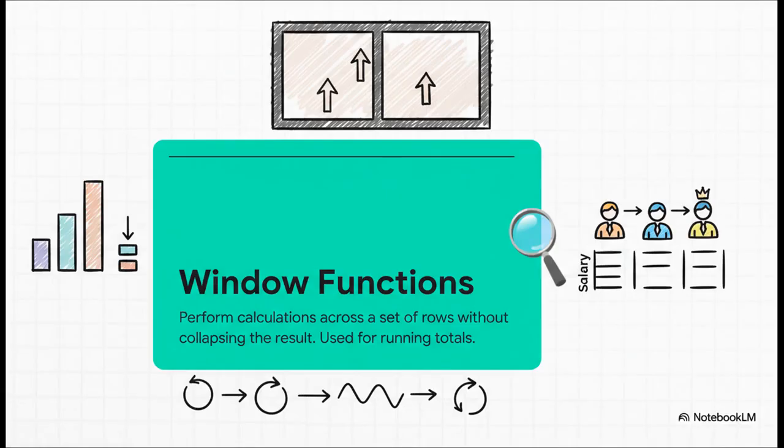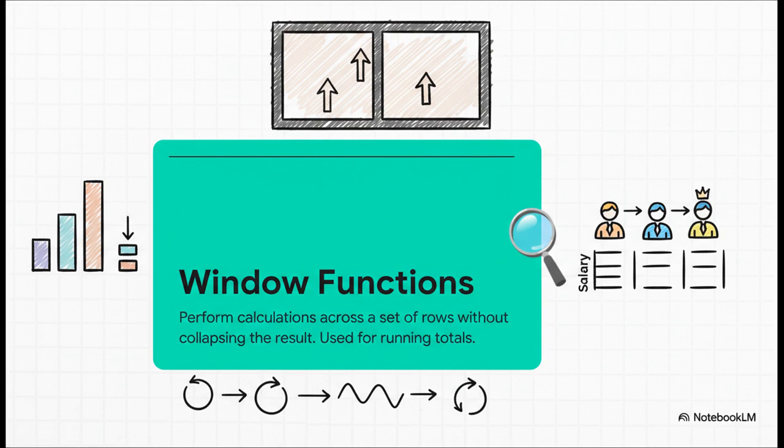Now, window functions are a total game changer. A normal aggregate function, like sum, squashes all your rows into a single result, right? Well, a window function lets you get a result for every single row while still being able to look at all the other rows around it. Think about calculating a running total as you go down a list, or maybe ranking employees within their department. You get all that amazing context without losing the details of the original rows.